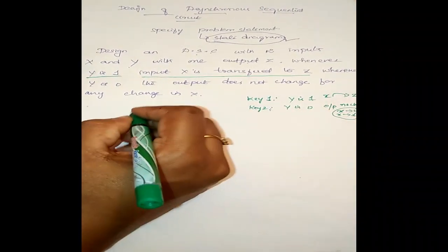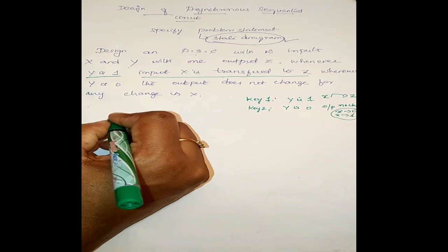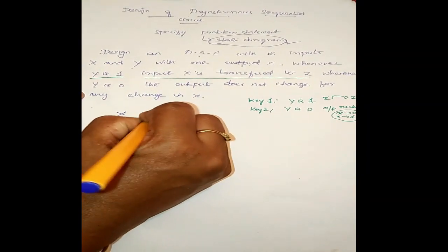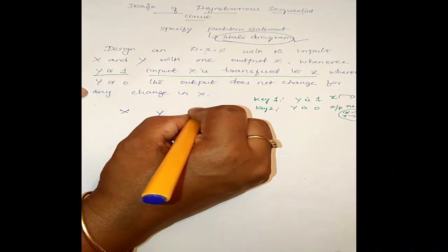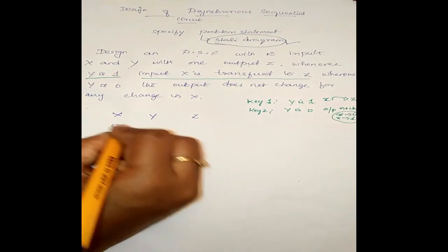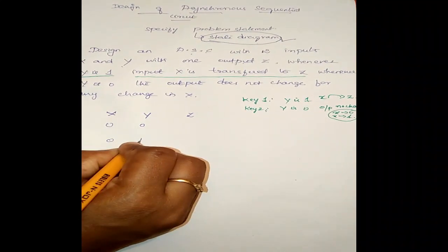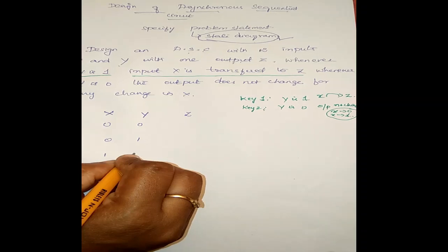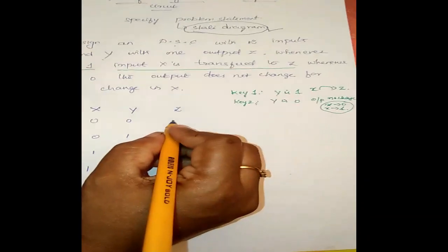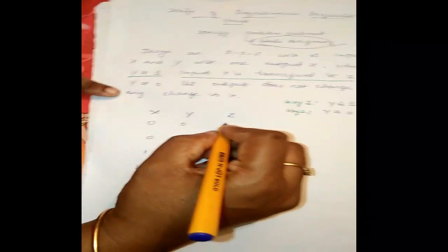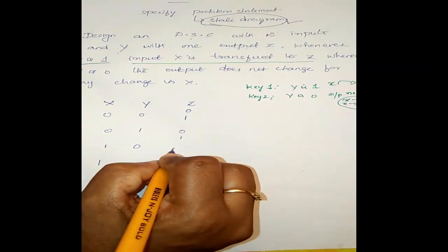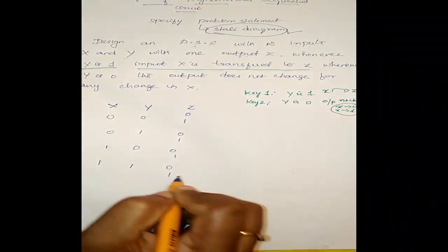Let me write the inputs first. The two inputs x and y are given in the problem clearly, and z is my output. The input combinations are 00, 01, 10, and 11. We already know that for any input there are two possible cases of output, 0 and 1.